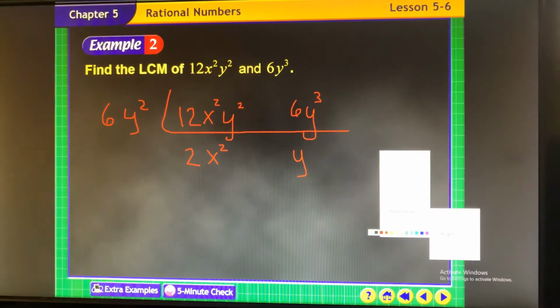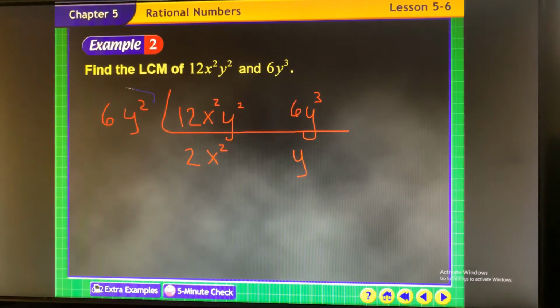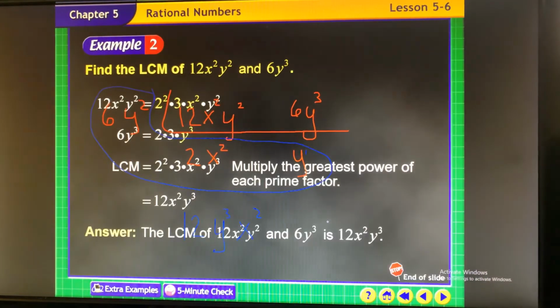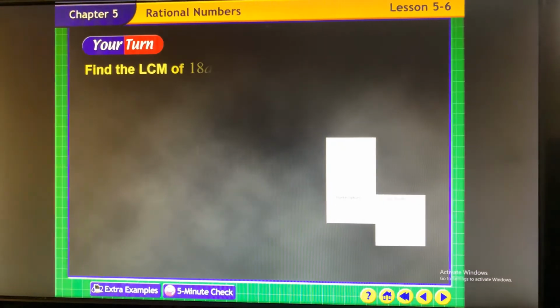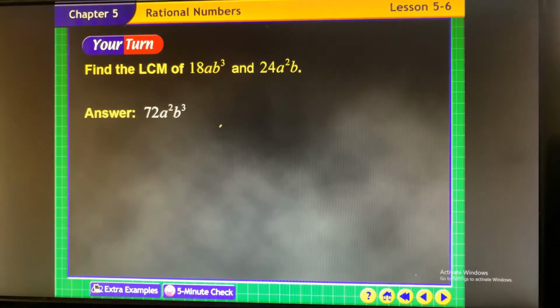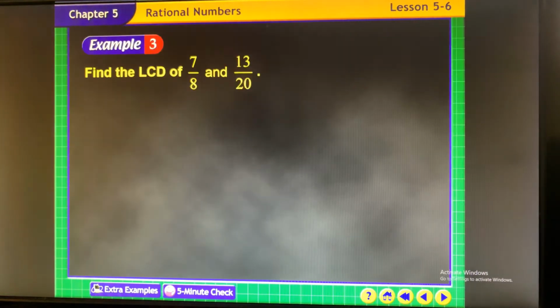So take what you have and multiply it. So you have 6 times 2, which is 12, y cubed, x squared. Why cubed? Because I have 2 here and 1 there. That makes 3. And there you go. That's your LCM. 72a squared b cubed. If you notice, your variables are the highest exponents. See? But cake method's the best.